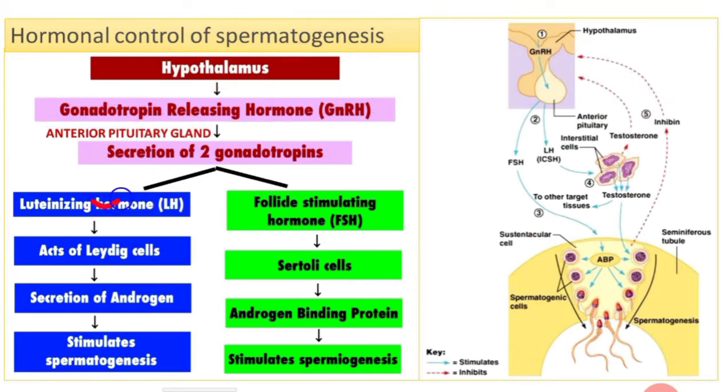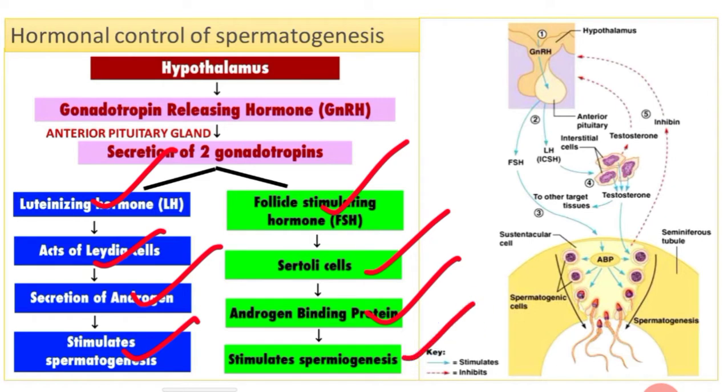Yes. Luteinizing hormone acts on Leydig cells. The Leydig cells secrete androgen, testosterone. The testosterone stimulates sperm production, the spermatogenesis process. Got it? Follicle stimulating hormone FSH acts on Sertoli cells. The Sertoli cells produce androgen binding protein. Right? Androgen binding protein. This androgen binding protein stimulates the process of spermiogenesis. What is spermiogenesis? Transformation of spermatid into sperm.